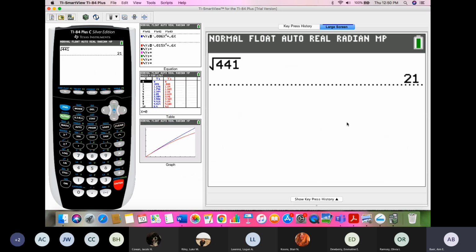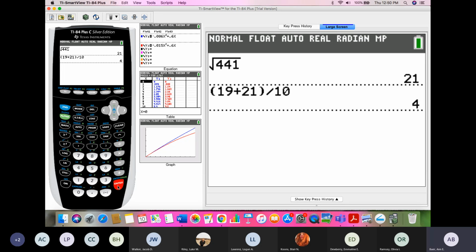So let's go back to the graphing calculator. So the first thing I want to do is type in an opening parenthesis, 19 plus 21, closing parenthesis, division symbol, and then 10. 1, 0. And then enter. So we got a 4.